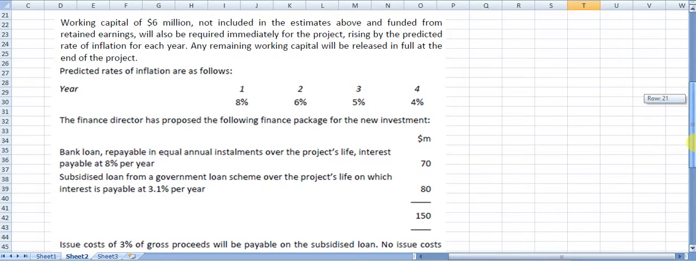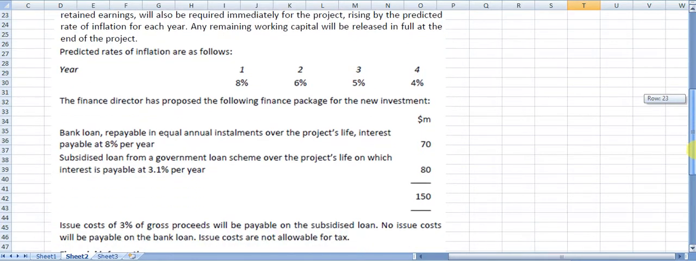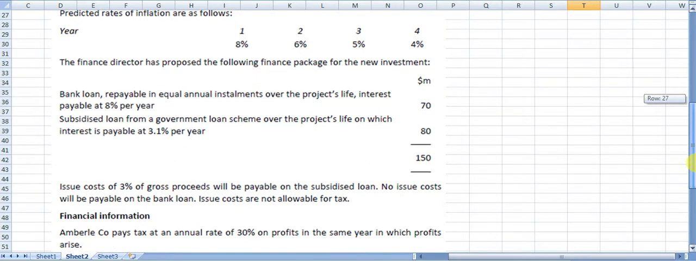The finance director has proposed the following finance package for the new investment. A bank loan repayable in equal annual installments over the project's life, interest rate 8%, 70 million. A subsidized loan from a government loan scheme over the project's life, on which interest is payable at 3.1%.